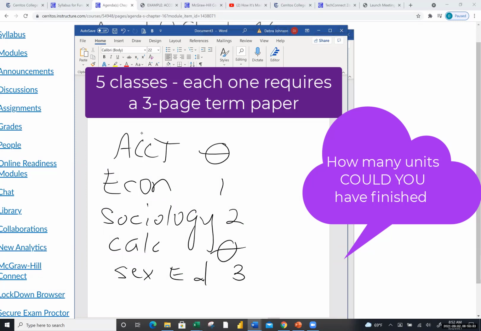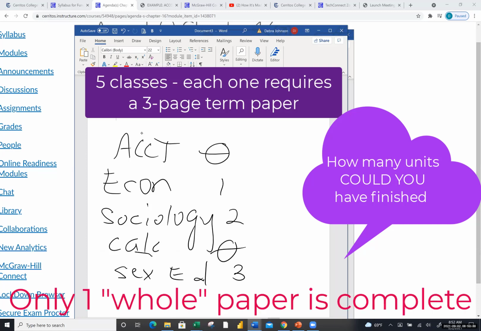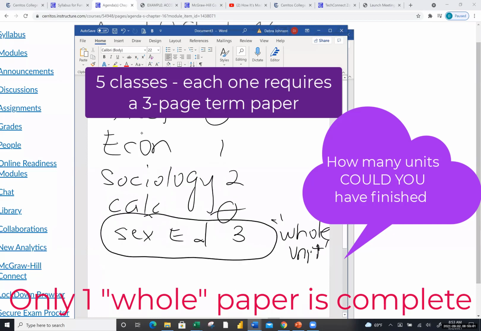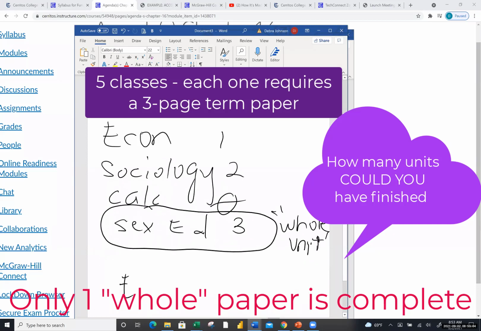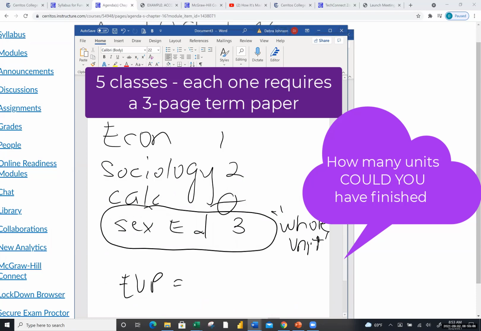Here's the equivalent units of production. You finished only one whole paper. This is the only one that is 100% complete. That's the only one that's going to get full costing in this manufacturing environment. So this is what I call a whole unit. It is 100% complete, and it's going to get 100% of the costs. But if you were talking about equivalent units, it is the number of papers you could have finished with the same effort that you put in.